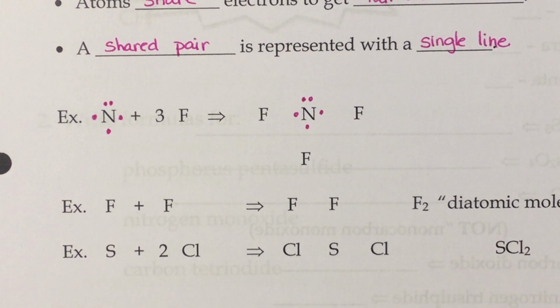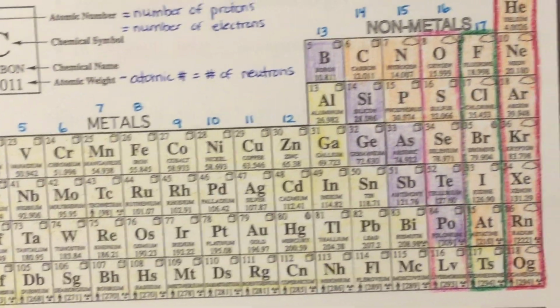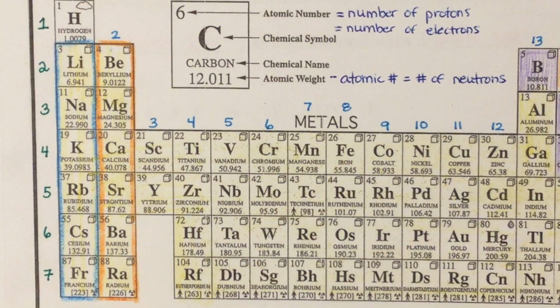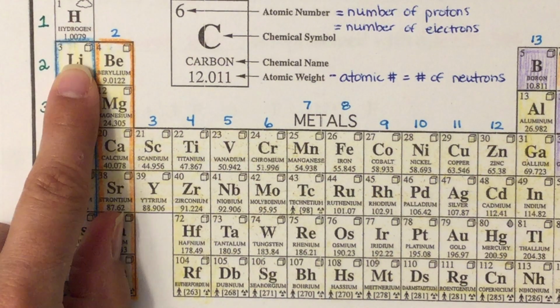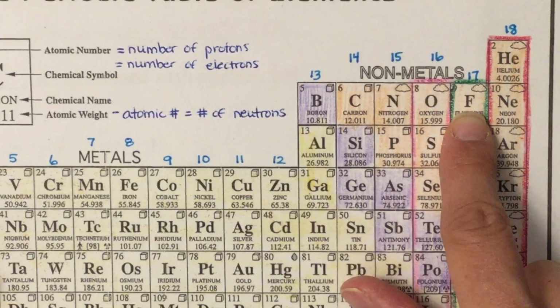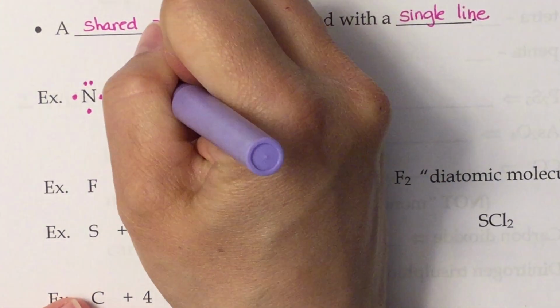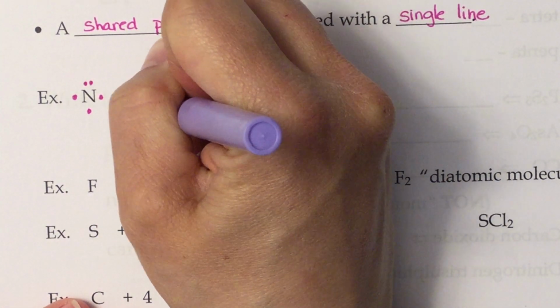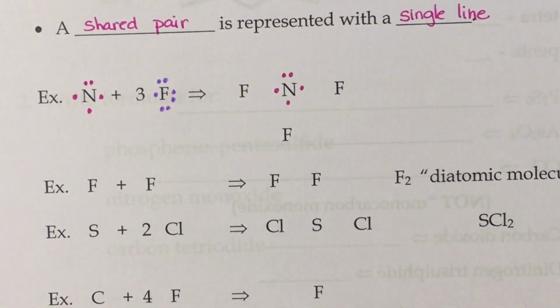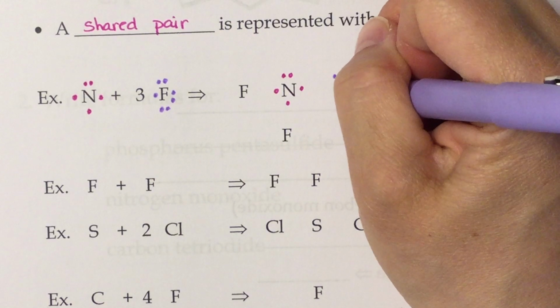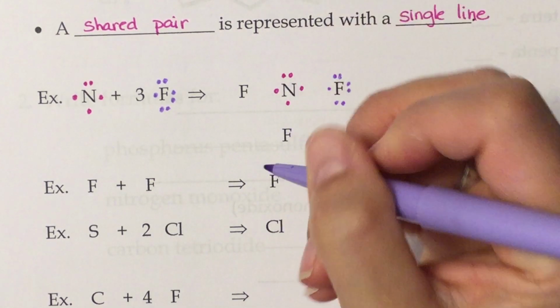Now what about fluorine? Where's fluorine? Over here. I'm going to back up to the beginning of the row, which is here. 1, 2, 3, 4, 5, 6, 7. So fluorine has 7 valence electrons. Now I'm going to draw that here: 1, 2, 3, 4, 5, 6, 7.